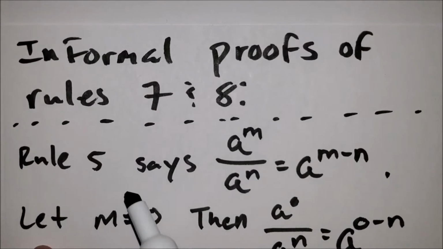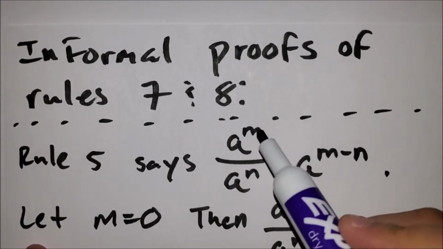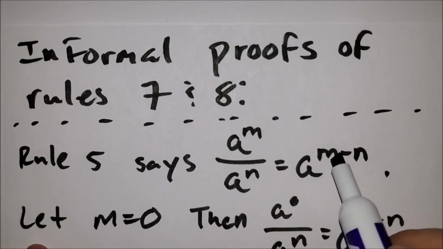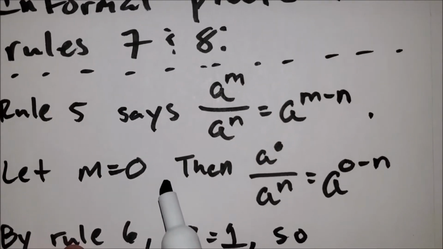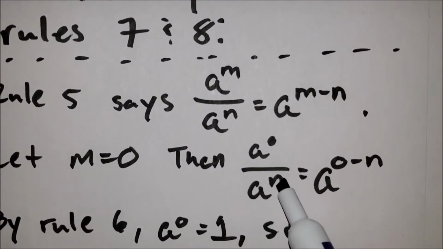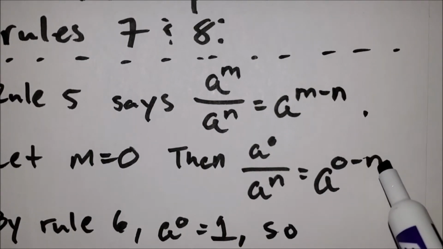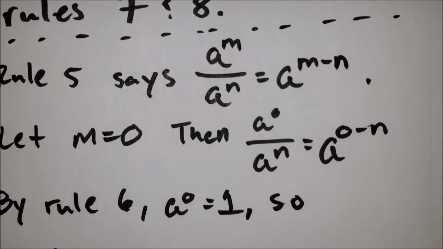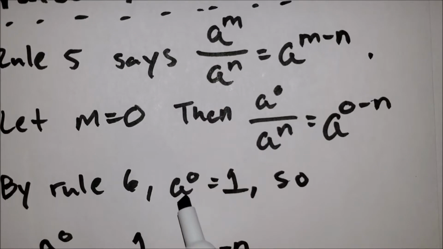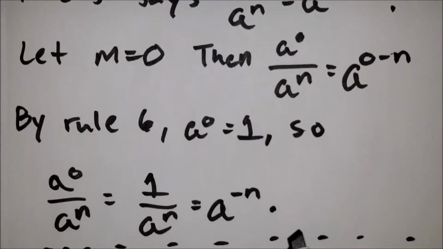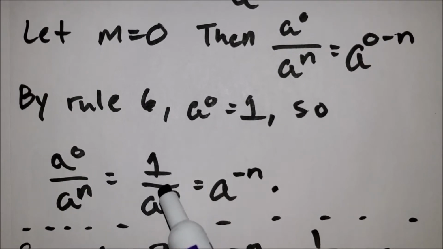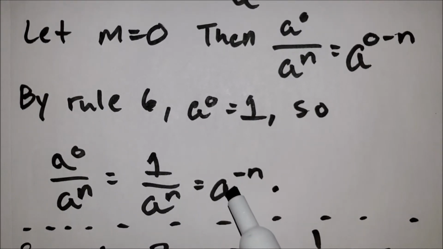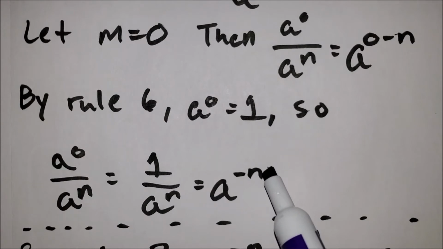Rule 5 says that a to the m divided by a to the n is equal to a to the m minus n. So if m is 0, then we get a to the 0 over a to the n equals a to the 0 minus n. And 0 minus n is simply negative n. Using Rule 6, a to the 0 equals 1, so a to the 0 over a to the n is just 1 over a to the n, which equals a to the negative n.